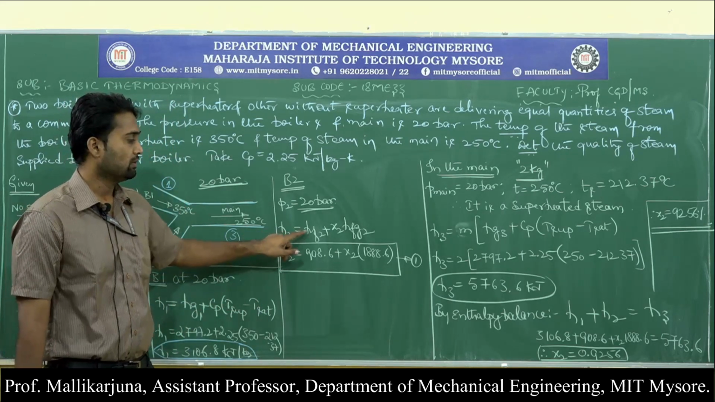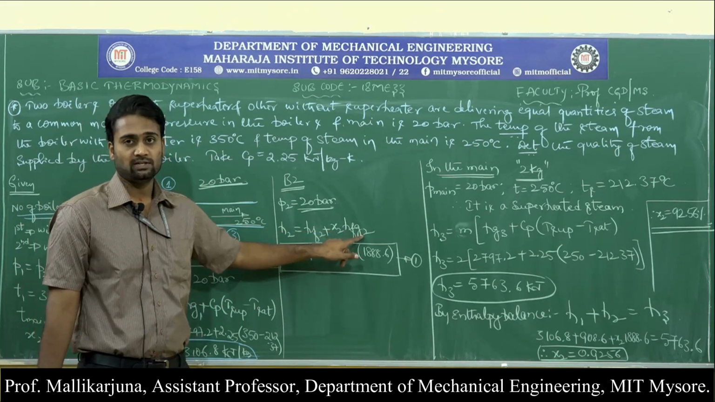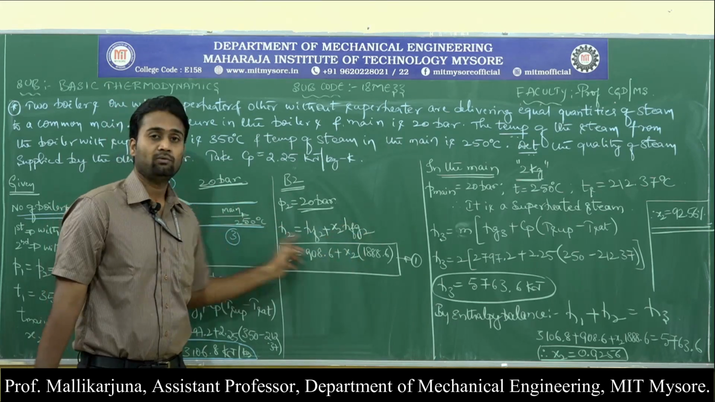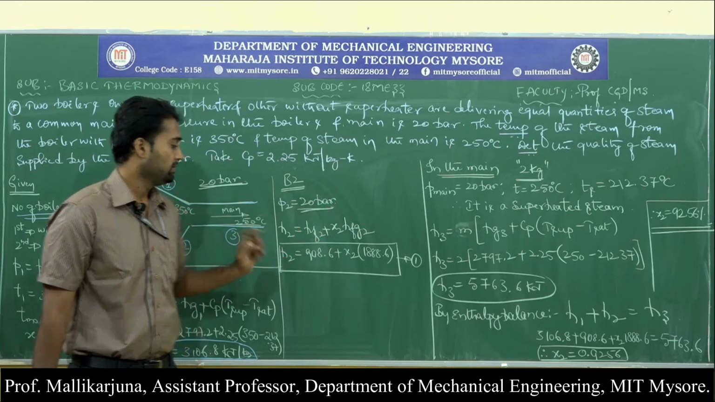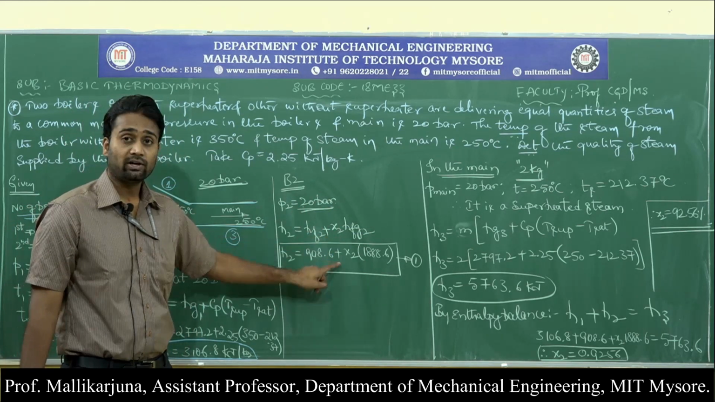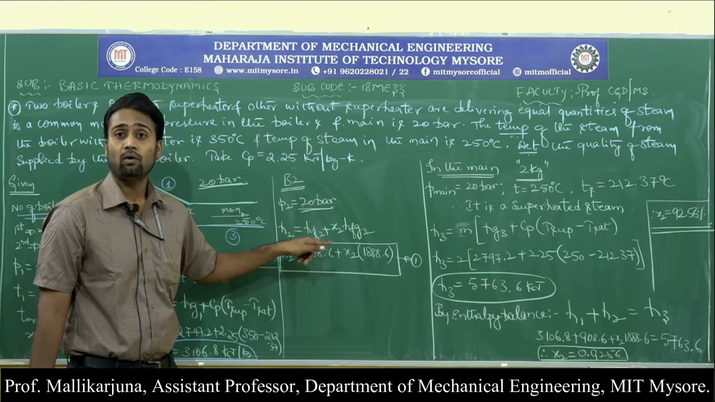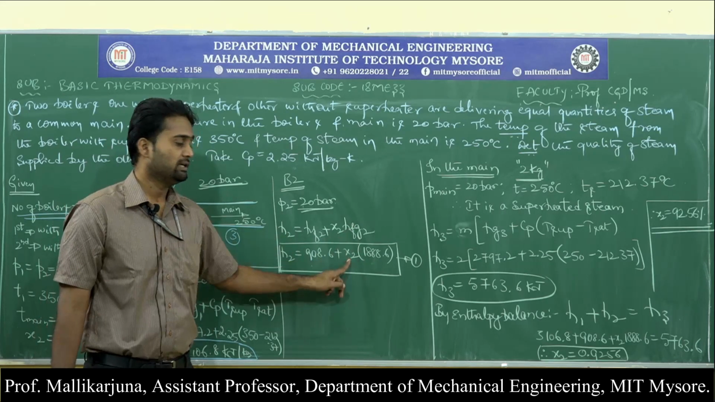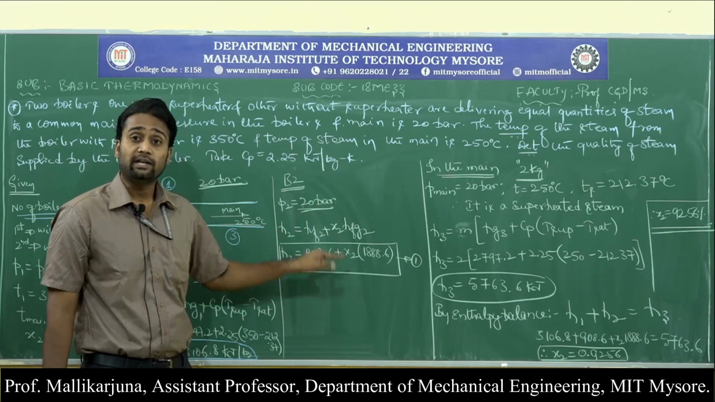So H2 is equal to Hf2 plus X2 times Hfg2. Here X2 is the dryness fraction. We are very aware when we have to use this formula. H2 is at 20 bar pressure, Hf2 is this. We are not aware of X2, that is to be found. Hfg2 is this much. So in this equation, X2 is the unknown that needs to be found.